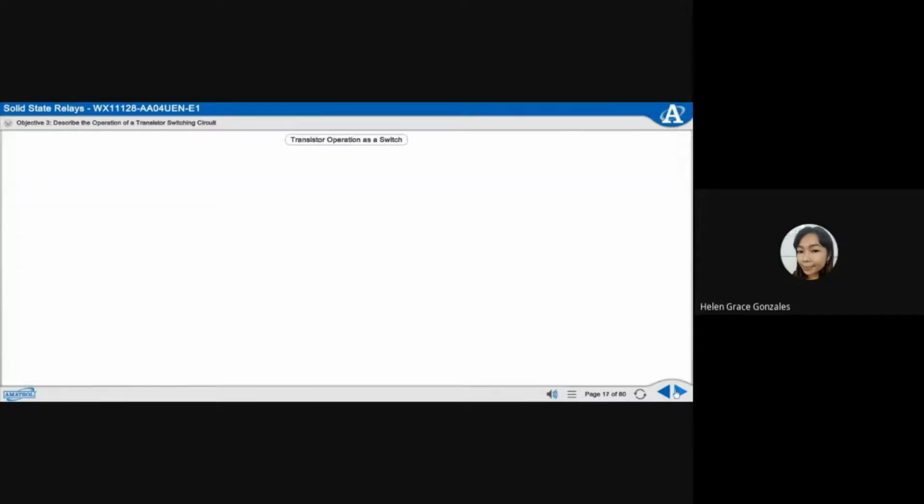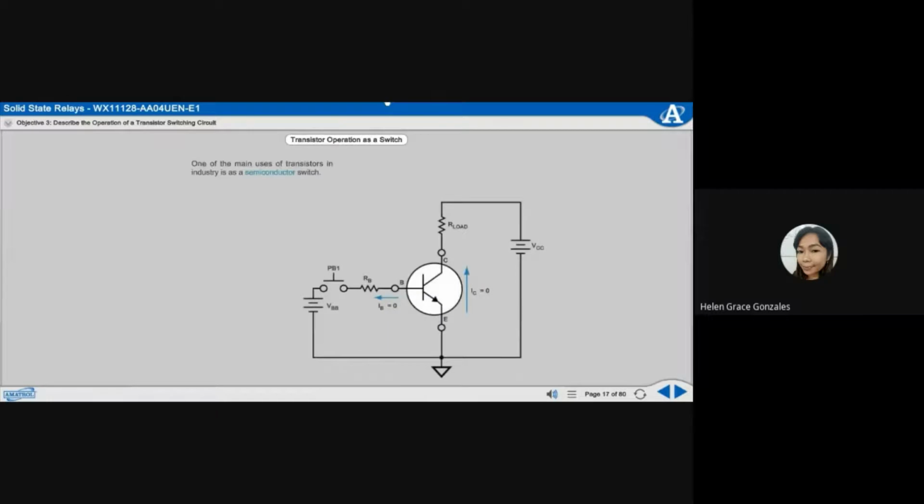Describe the operation of a transistor switching circuit. One of the main uses of transistors in industry is as a semiconductor switch. Semiconductors operate faster than mechanical devices and require less current. Also, because there are no moving parts, semiconductor switches are extremely reliable.